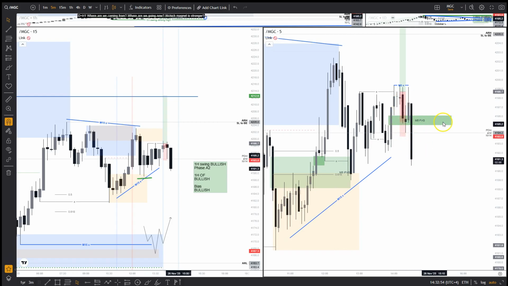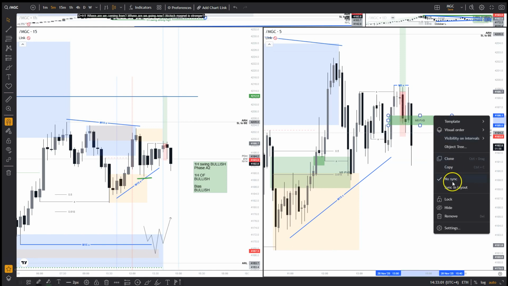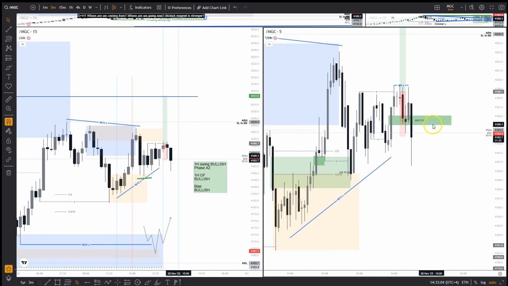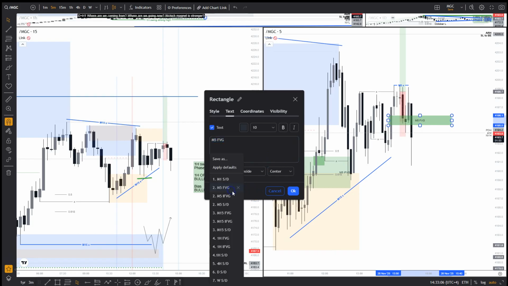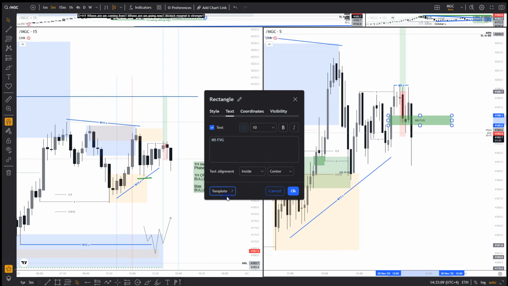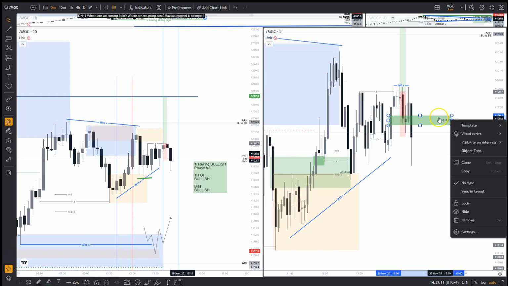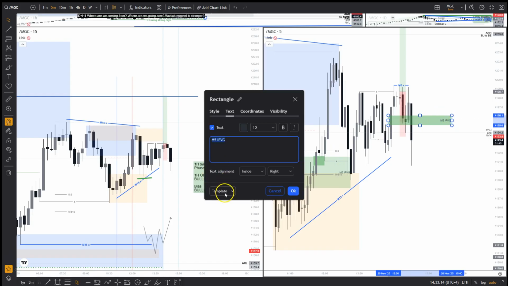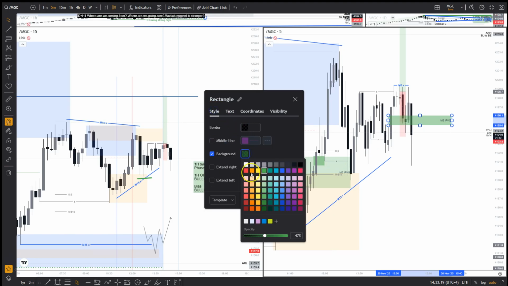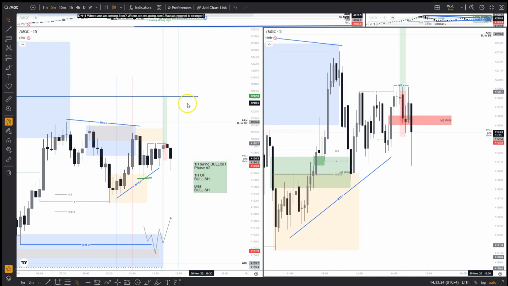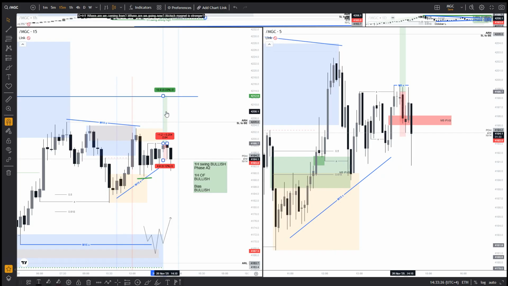So the price might want to mitigate it before going lower. Let me change it. So M5 fair value gap has become M5 inverted fair value gap. We just changed the color. Okay. This trade we can remove now.